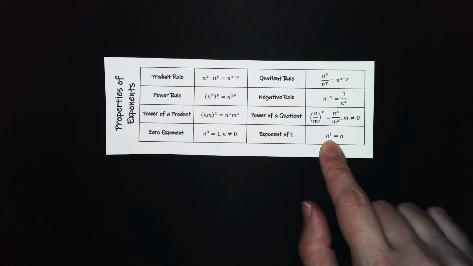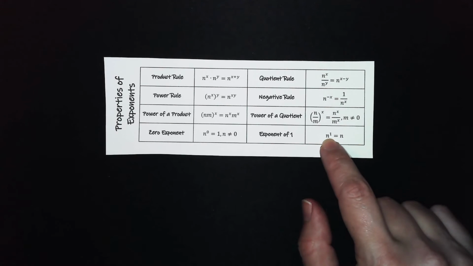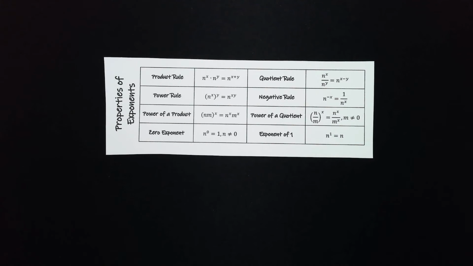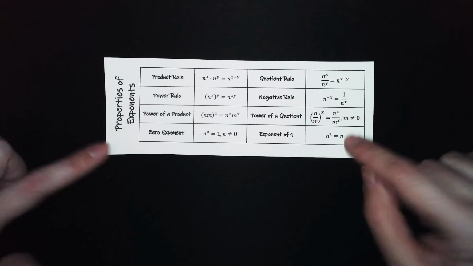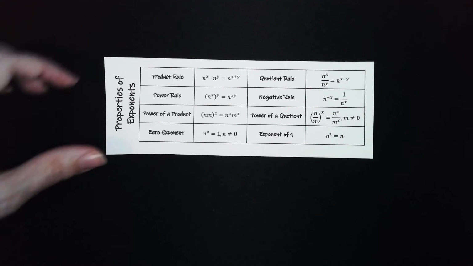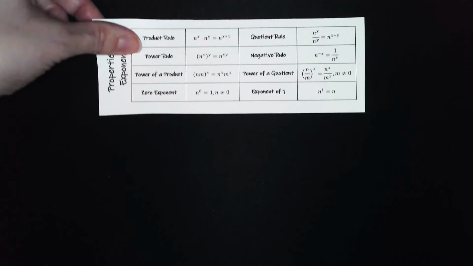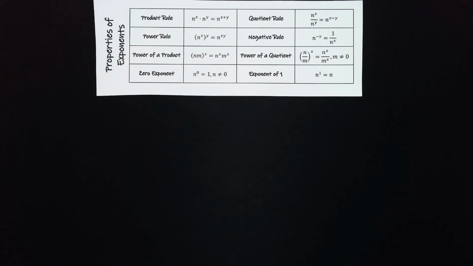Then you have the exponent of 1. So n to the first power is just n. I love these two bottom ones. They're the first two I look for, so I can just get rid of those. You won't see this 1 power very often. It'll just be written as n, but just in case, those are the shortcuts. So I'm going to leave these rules up here.